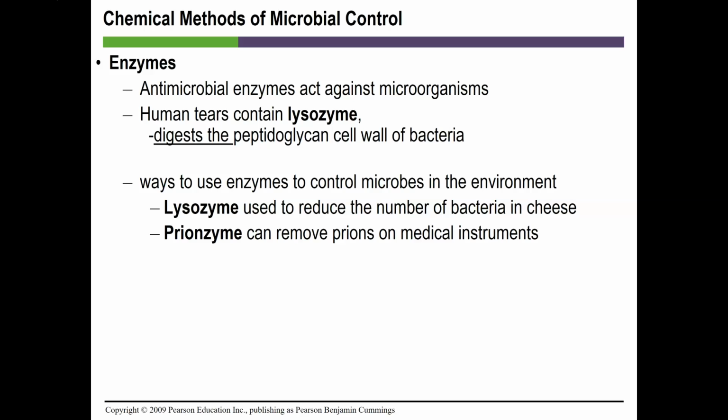Enzymes are sometimes used for microbial control. There's really just two examples we'll discuss. The first is lysozyme, which is a natural enzyme found in our tears and other secretions. Lysozyme breaks apart peptidoglycan. It breaks down the cell walls of bacteria.